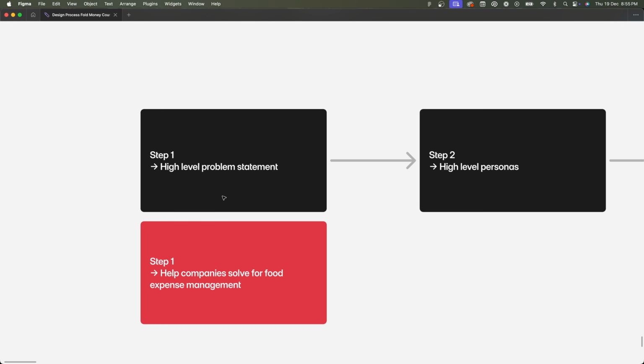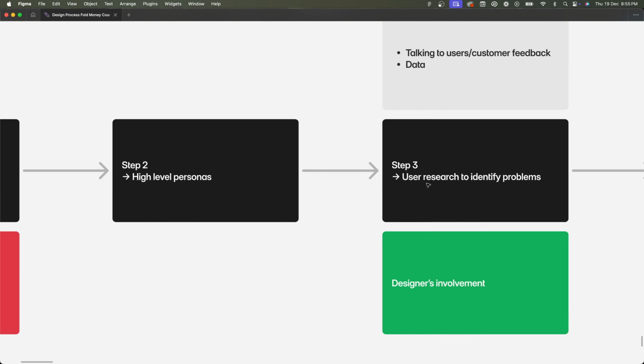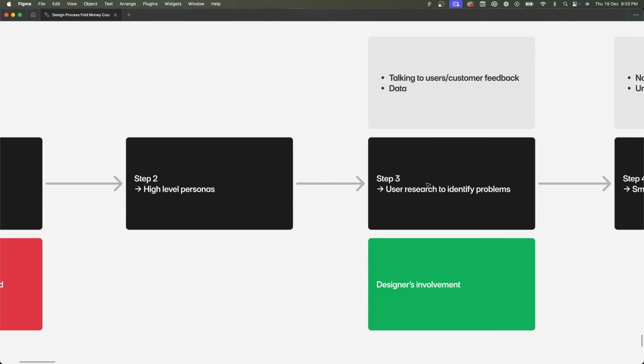So this is where it would have probably come from the leadership, and then you come up with very high level personas, what sort of companies, what sort of employees. I don't even know how many questions we need to ask over here. There's a lot, and a designer is definitely not involved over here. Once there is some sort of clarity, maybe a very seasoned, mature senior designer would have been involved over here, because this is a big project. You need to ask a lot of questions, right?